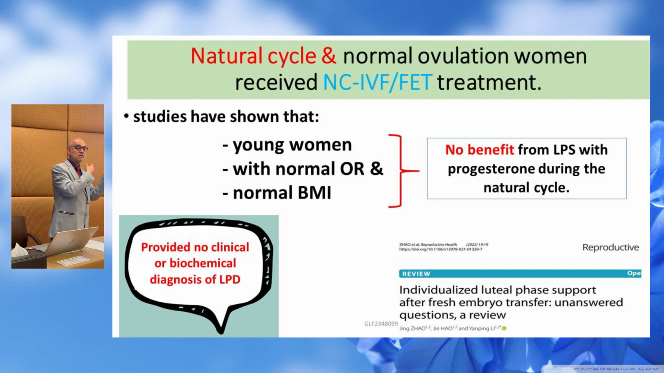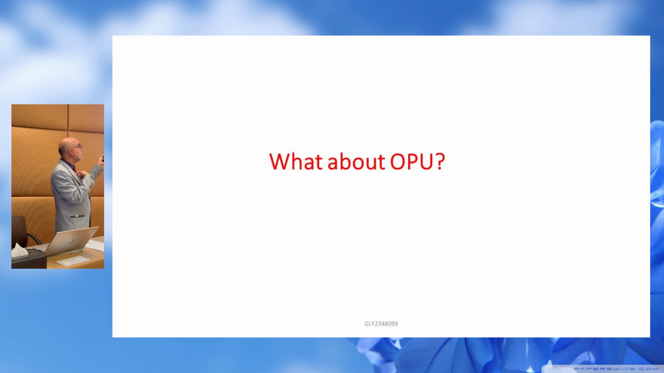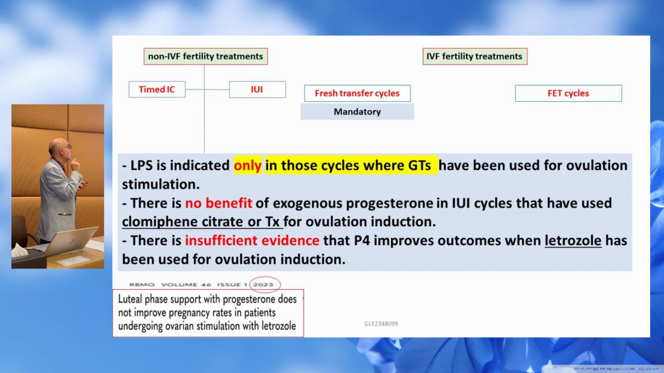But against this suggestion, I say, what about ovum pickup? You are doing natural cycle IVF, but you are perforating the ovary and destroying the cumulus or follicle. You are inducing luteal phase defect. So this point is not clearly discussed in these publications. But there is a recent publication regarding luteal phase support only on those cycles when you give gonadotrophins.